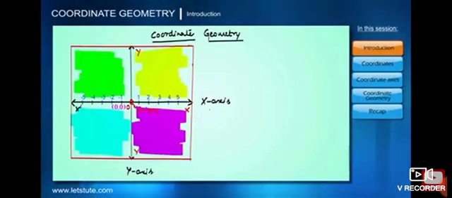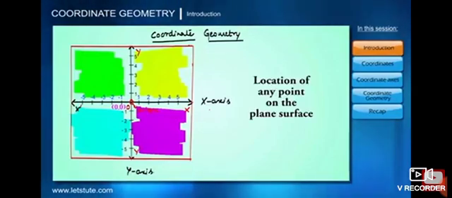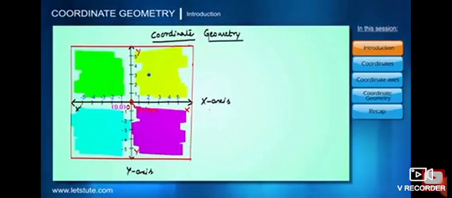Similarly, the y-axis possesses positive values above the origin, and negative values below the origin. And these values of the x and y-axes help us to find the location of any point on the plane. For example, here is a point. I want the location of this point.